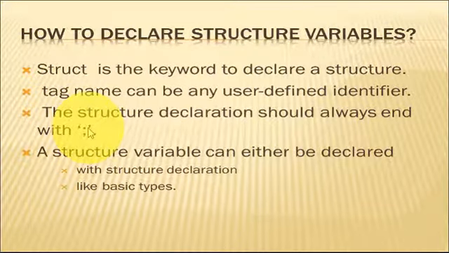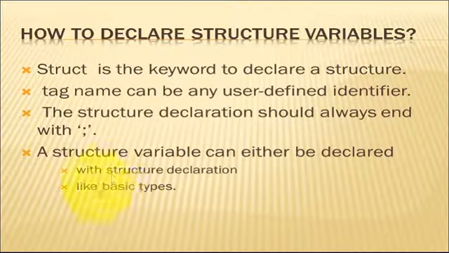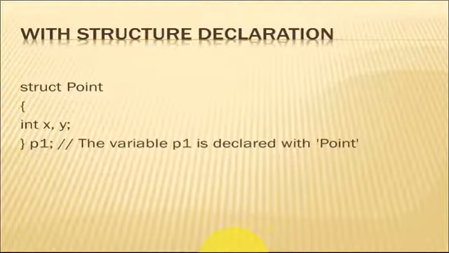Then how to declare the structure variable? To declare a structure variable, we can go for two ways. One is within the structure declaration: where we are declaring the structure, there itself we can create the structure variables, like normal basic data types. So first we go for the declaration within the structure declaration.